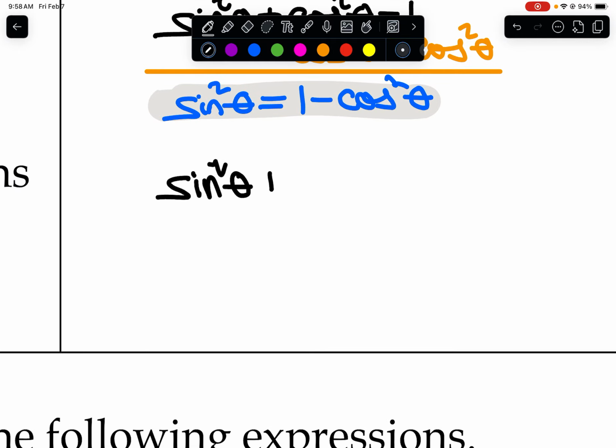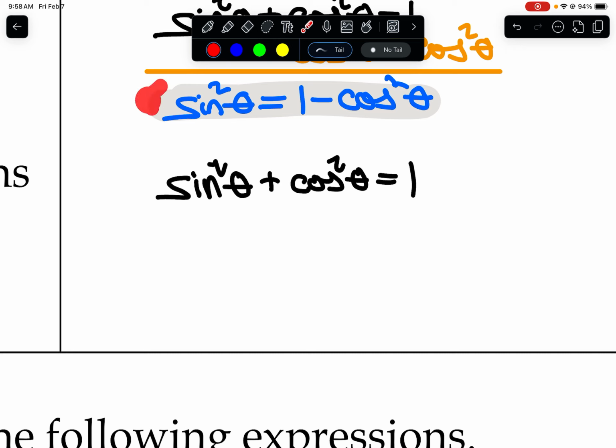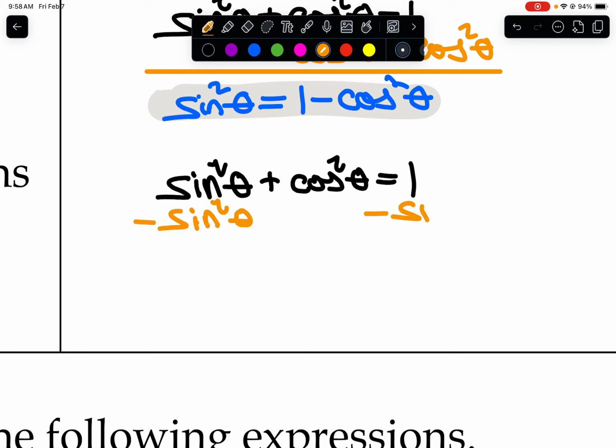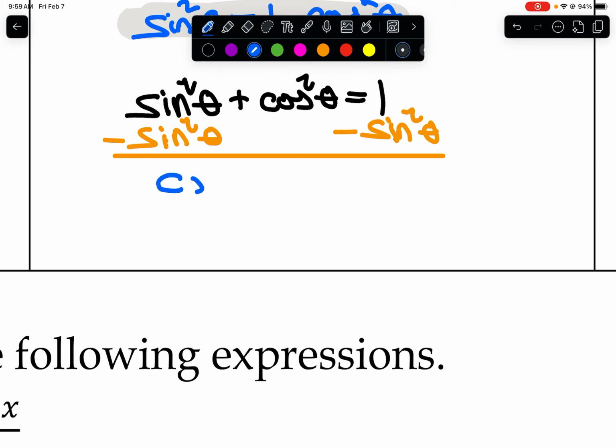So sine squared theta plus cosine squared theta equals 1. So we already solved for sine squared theta. Now I want to solve for cosine squared theta. So now, once again, I'm going to subtract sine squared theta on both sides. So when I subtract on both sides, that's going to leave us with cosine squared theta equals 1 minus sine squared theta. That's a 2.